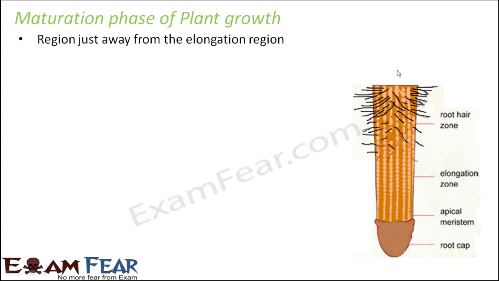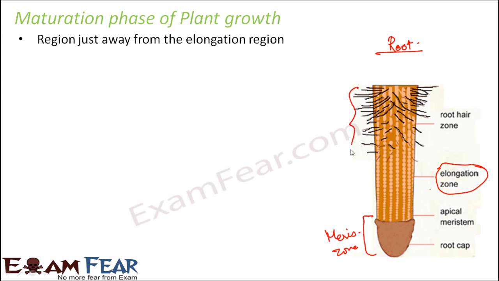Now let us consider the example of root. Till now we were considering the example of shoot. So in root, this is the tip. This is the root tip. So the root tip will definitely represent the meristematic zone. So this is the meristematic zone or meristematic phase. The next region after the meristematic zone is the elongation zone or the elongation phase. And beyond that, this region, is the maturation phase or maturation region.